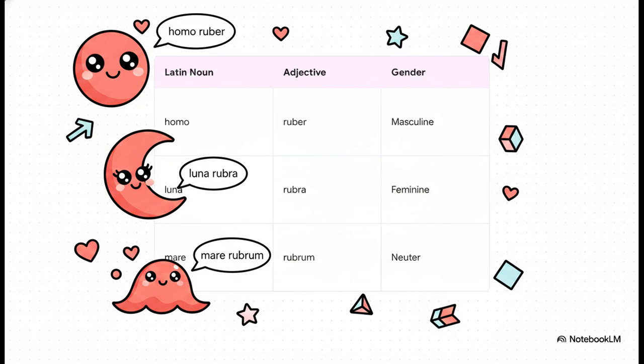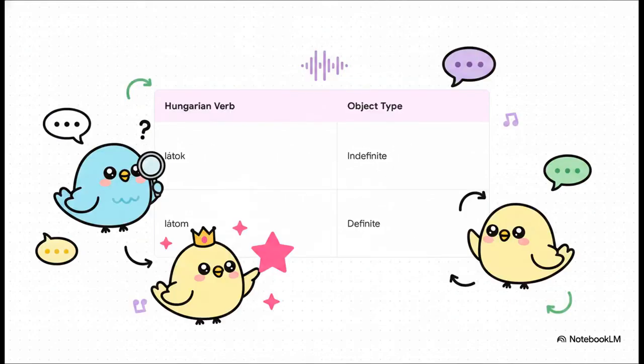But Latin adjectives must constantly change their shape to perfectly match the gender of the noun. Notice how homo ruber is used for a masculine red man, while it shifts to luna rubra for a feminine red moon and mare rubrum for a neuter red sea. The adjective is doing a massive amount of heavy lifting just to prove it belongs to that specific noun. So the crucial point here is that agreement can be tied to almost any feature.